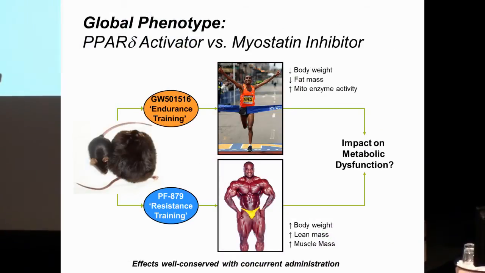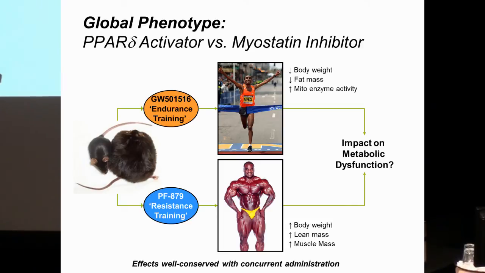So we've really driven the phenotypes that we had hoped to with the drugs, and for the exercise advocates in the crowd, which I am one of, I use the word exercise mimetic very loosely. It's not that we think we're actually replicating the effects of exercise, but just mimicking certain aspects of it. But clearly with the myostatin antibody, we induce this resistance training phenotype as reflected by an increase in body weight, increase in lean mass, and increase in muscle mass. Whereas with the endurance training mimetic, or the PPAR delta agonist, we drove a decrease in body weight, a reduction in fat mass, and an increase in mitochondrial enzyme activity.